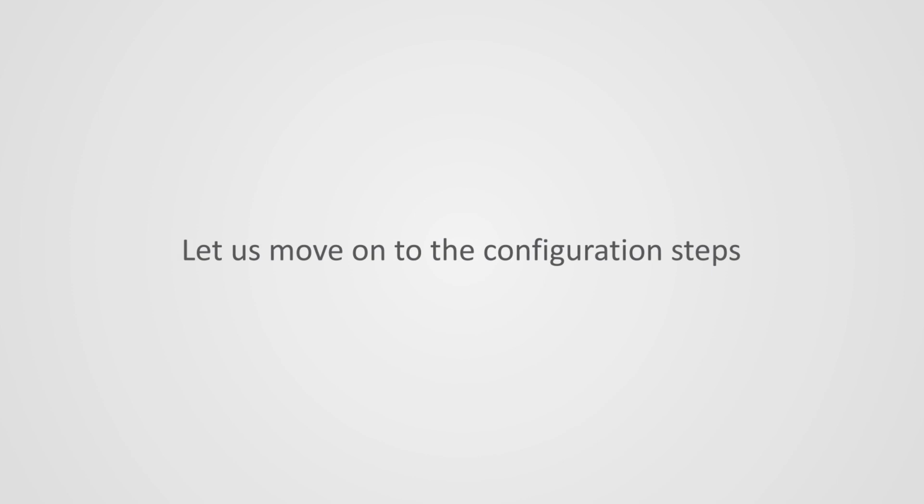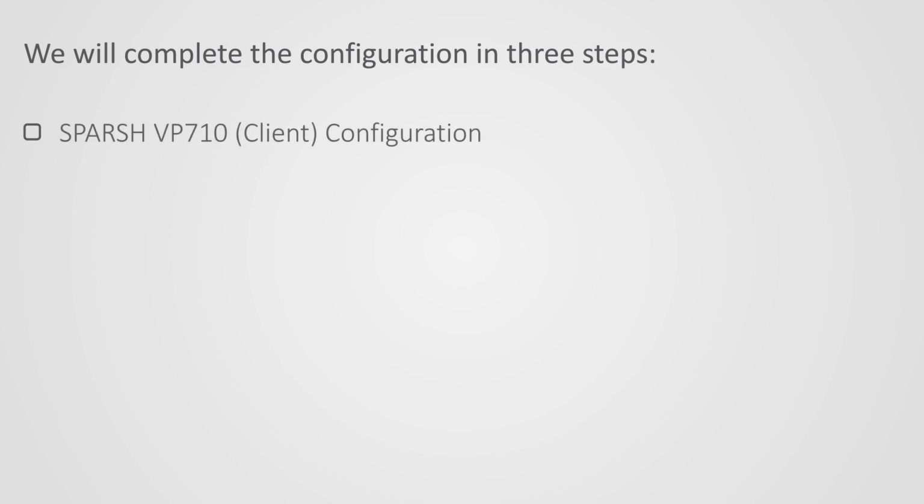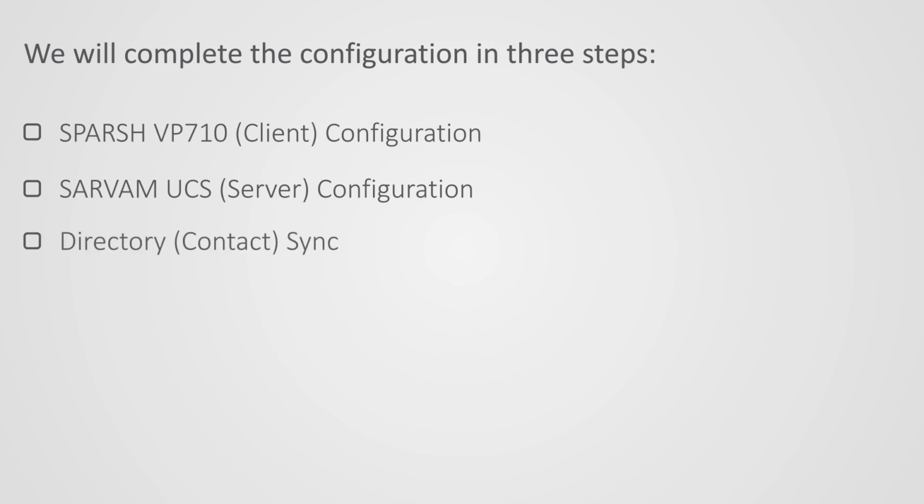Let us move on to the configuration steps. We will complete the configuration in 3 steps. SPARSH VP710 Client Configuration. SARVAM UCS Server Configuration. Directory, Contact, Sync. Let us start with the first step of SPARSH VP710 configuration.